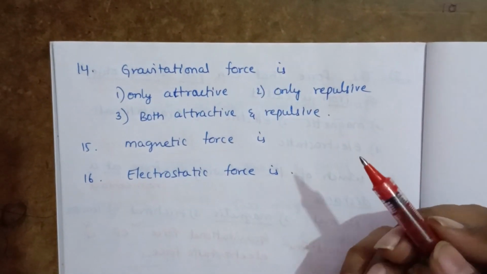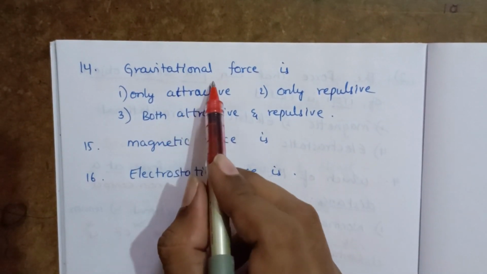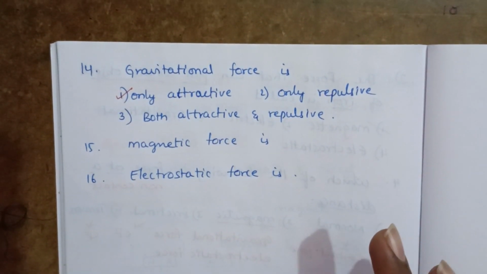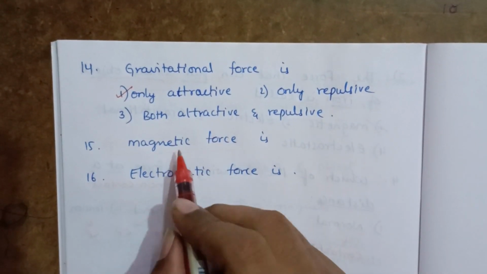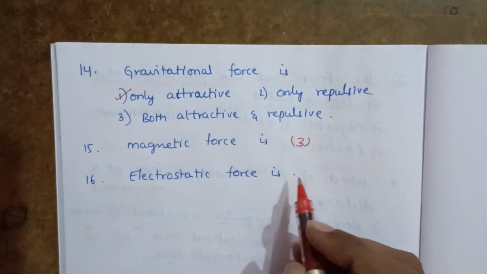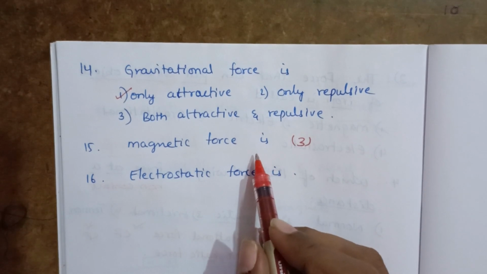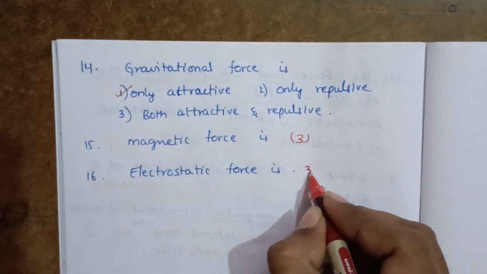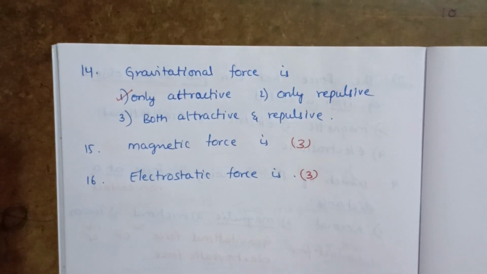Next, gravitational force is only attractive, only repulsive, or both? Gravitational force is only attractive, it won't repel any object. Next, magnetic force is both attractive and repulsive. If another one is a magnet, opposite poles attract and same poles repel. A magnet and magnetic materials attract. Next, electrostatic force is also both attractive and repulsive.